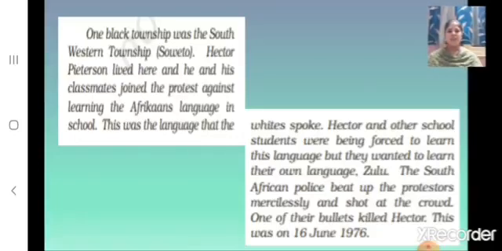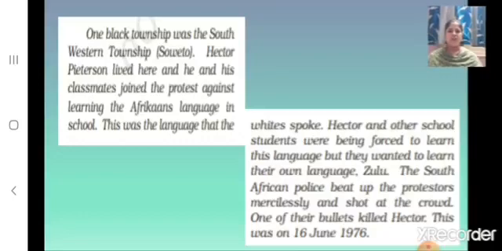Which language did they speak? The whites spoke the Afrikaans language. And Hector and other school students were being forced to learn this language. But they wanted to learn their own language. And their own language was Zulu.